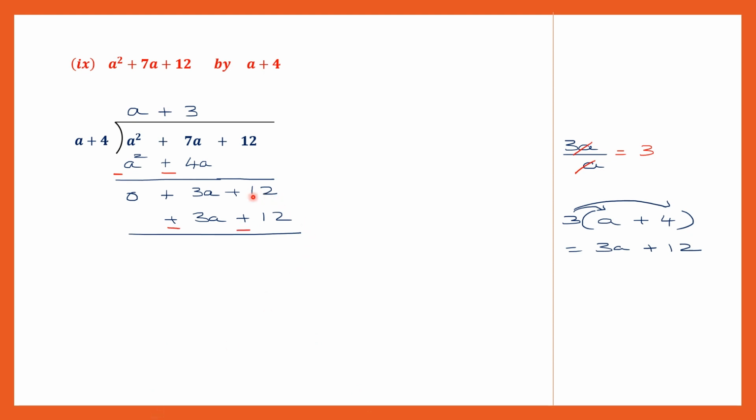Now here what do we have? Plus. So this gets cancelled. These signs get cancelled. We only have the minus signs now. So plus 12 minus 12 is 0. Plus 3a minus 3a is also 0. So now that we've got 0 as our remainder, we have completed our division. And what is our answer? This is our answer. The quotient is a plus 3 and that is our answer. So we can write it down separately. A plus 3, the quotient. This is our answer.